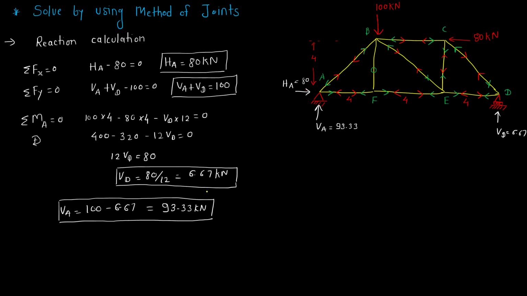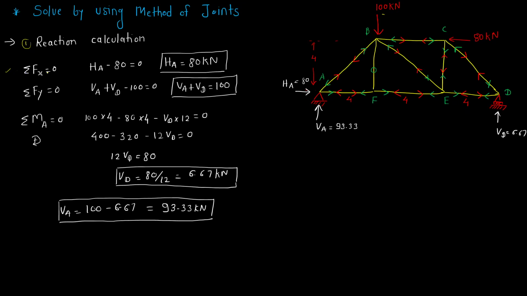Okay, so now this problem will be solved by the method of joints. You can see in this problem there are both types of load: one vertical loading of 100 kilonewton and one horizontal loading of 80 kilonewton. So in this case the only difference that you will find is while calculating the reactions in step number 1.